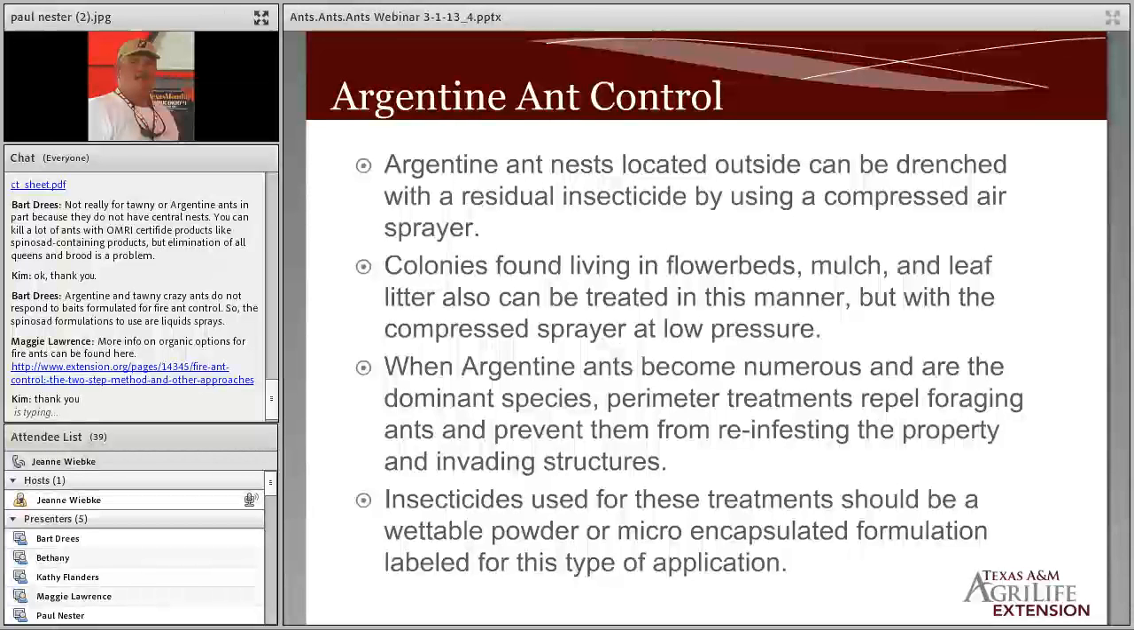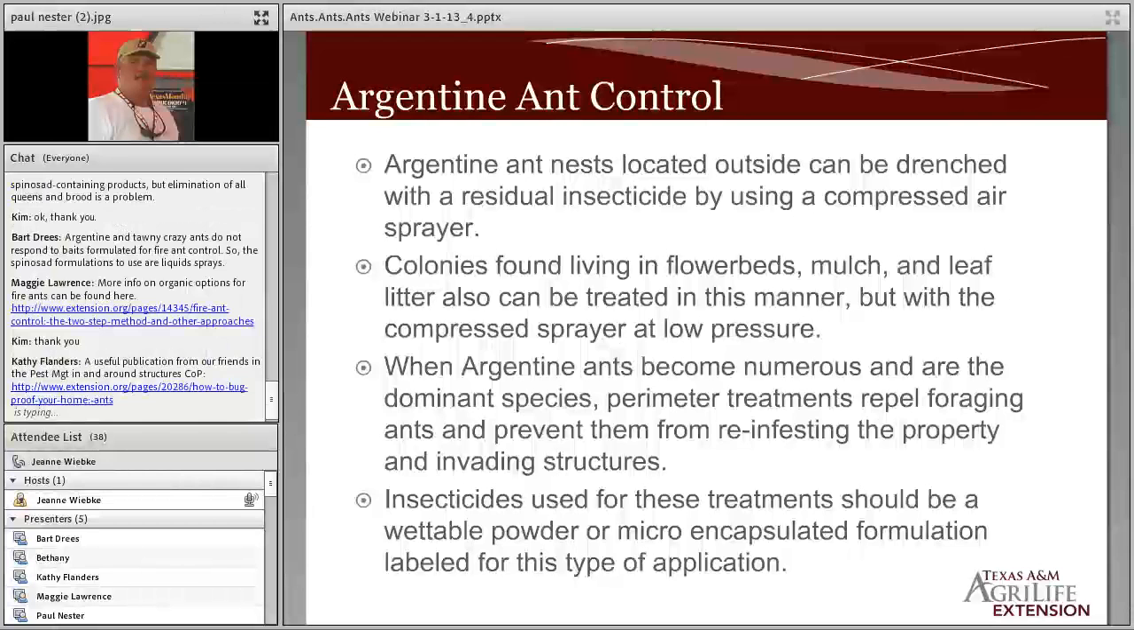When they become numerous and are the dominant species, perimeter treatments can help repel foraging ants and prevent them from reinfesting the property. Though, as I mentioned, when the numbers get so high, it almost seems like you haven't treated an area because they can just overcome the treatment. So you have to be very, very careful and identify the ants, and then the control strategy may be difficult. Sometimes it's patience and persistence when you talk about controlling ants.